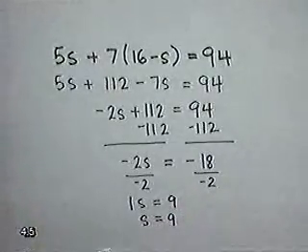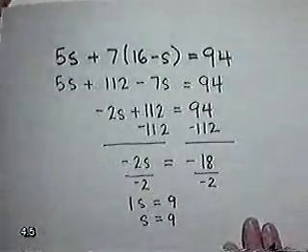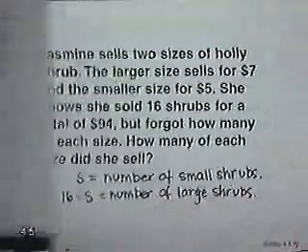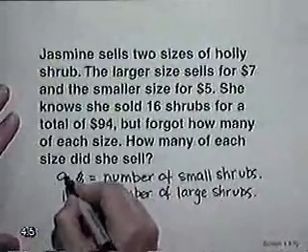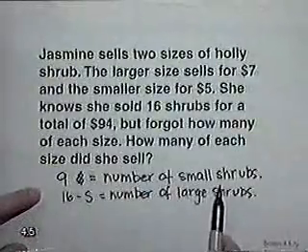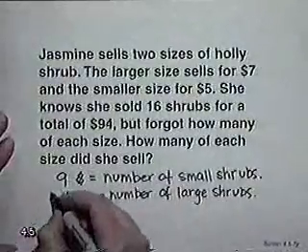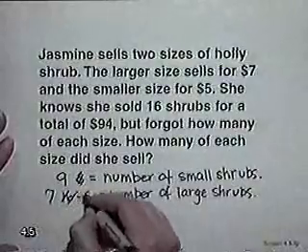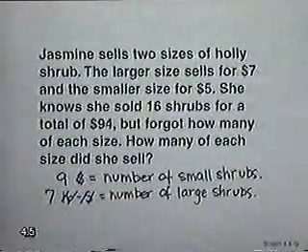So she sold 9 small shrubs. Let's go back to the question. She sold 9 small shrubs, and 16 minus 9 would be 7. So she sold 7 large shrubs. And that's the answer to that problem.